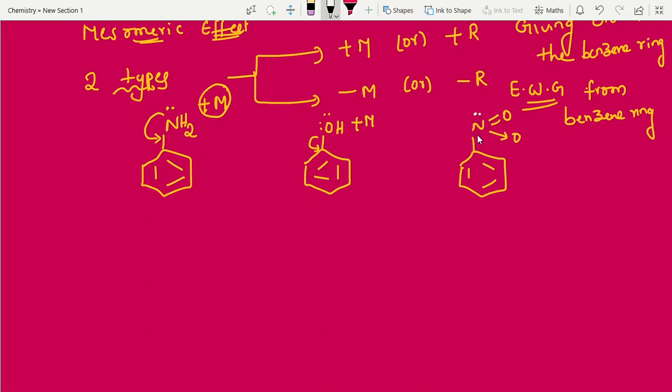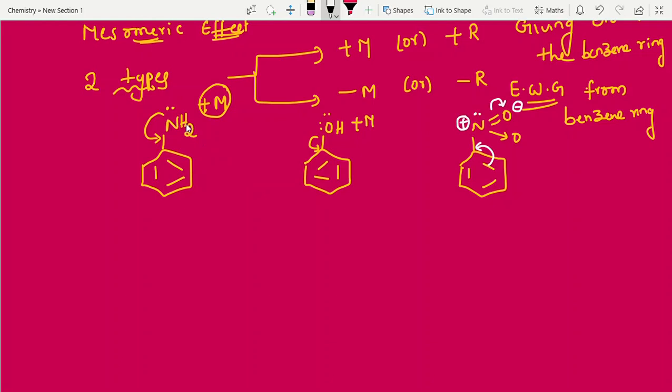Look into this point. Compared to nitrogen and oxygen, which is more electronegative? Oxygen is the most electronegative element. The pi electrons shift towards the oxygen side, in such a way that oxygen gets a negative charge and nitrogen gets a positive charge, right or not? So once nitrogen gets a positive charge, it is deficient. Positive charge means deficient, and deficient means it will take electrons from the benzene ring.